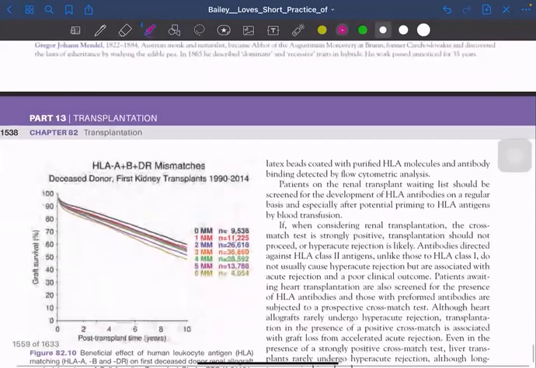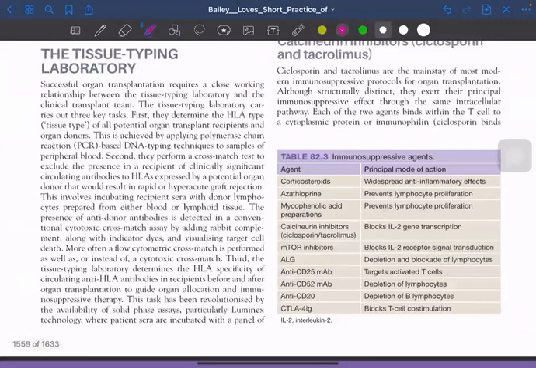Now, the tissue typing laboratory is used to determine the HLA types, the tissue types, of all potential organ transplant recipients and organ donors. This is achieved by applying polymerase chain reaction, PCR-based DNA typing techniques, to peripheral blood. Peripheral blood is taken, PCR is done, and DNA typing is used.